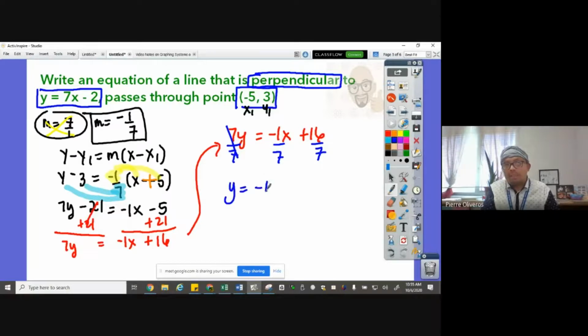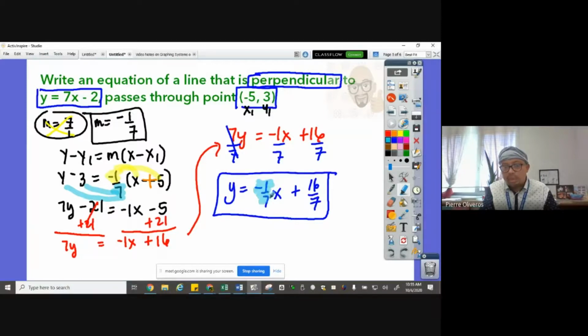Negative 1 over 7 is negative 1 over 7x. 16 over 7, you can't reduce it anymore. That's the answer. And so therefore, this is your equation. So in this case, our slope here is negative 1 over 7, which is what we expect. And 16 over 7 is our y-intercept. So therefore, this is our equation for this problem that is perpendicular to 7x minus 2 and passes through negative 5, 3.